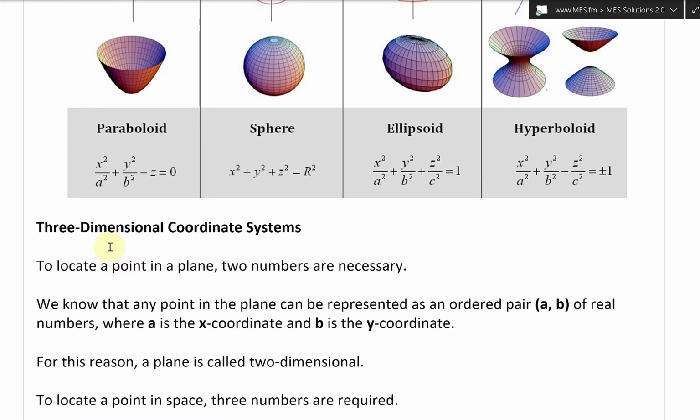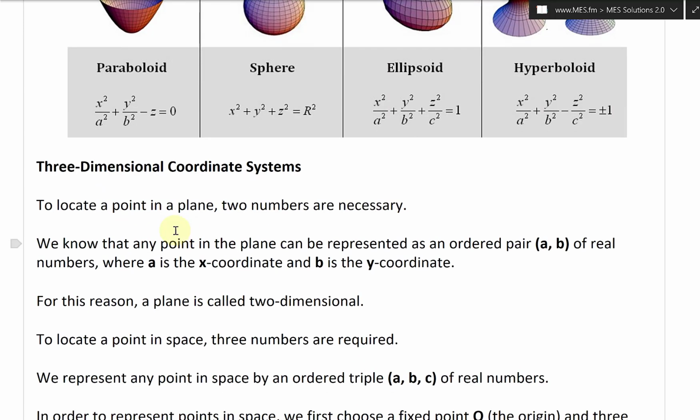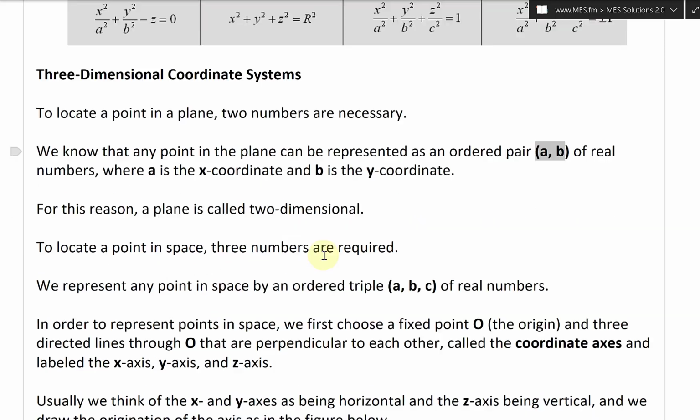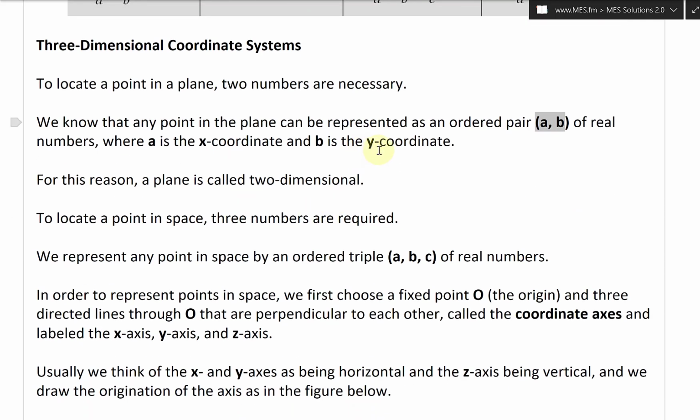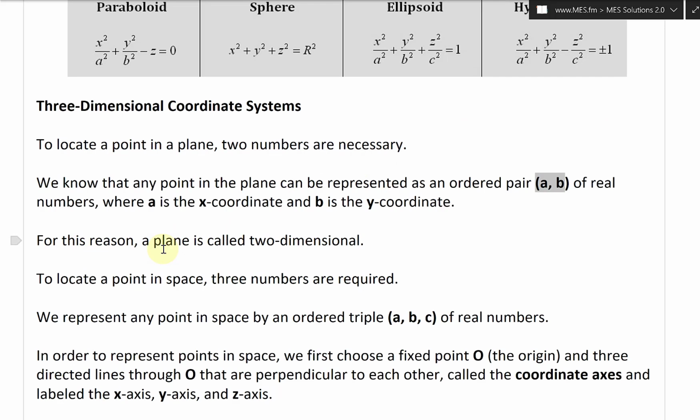So, three-dimensional coordinate systems. To locate a point in a plane, or just a flat sheet, two numbers are necessary. We know that any point in the plane can be represented as an ordered pair, for example (a, b) of real numbers, where a is the x-coordinate and b is the y-coordinate. For this reason, a plane is called two-dimensional.